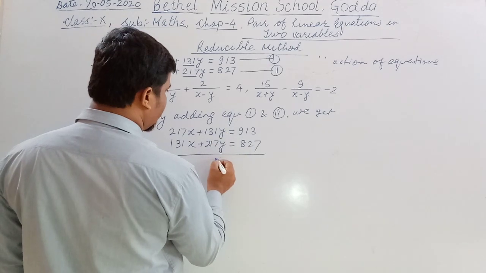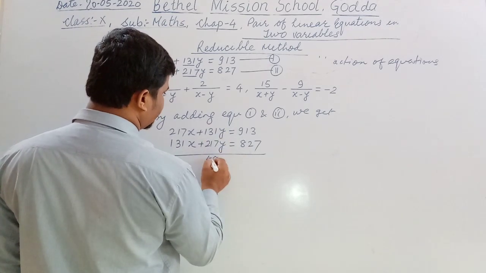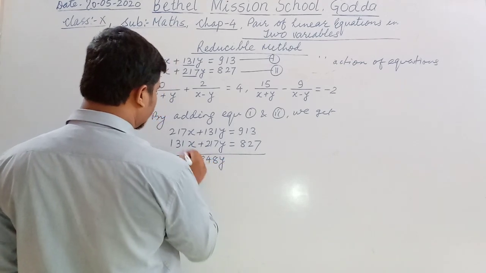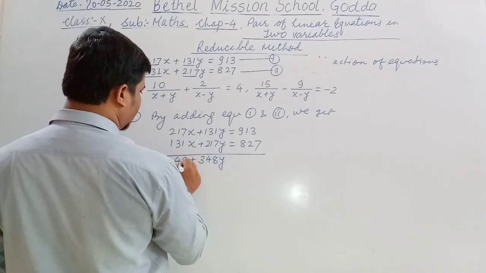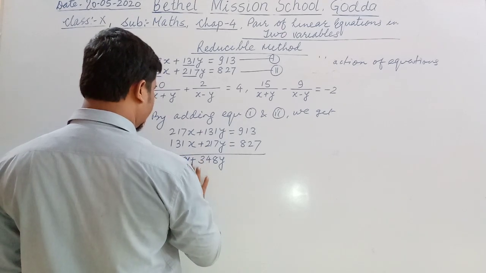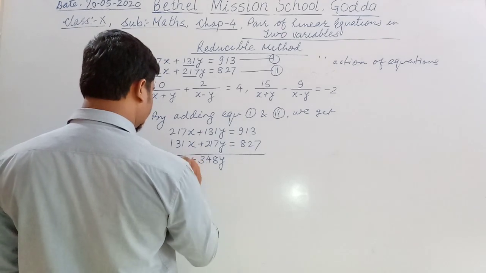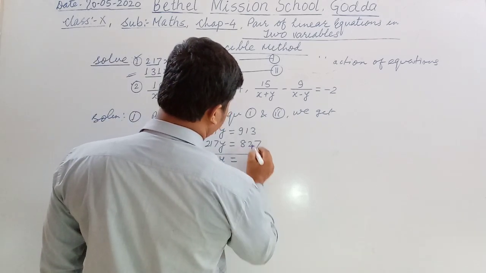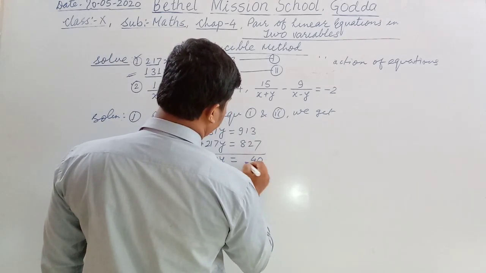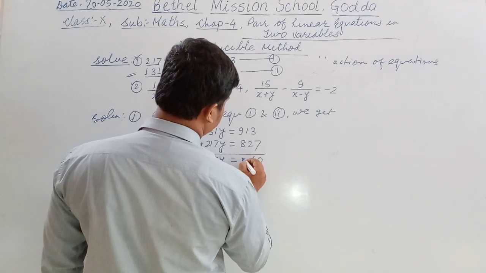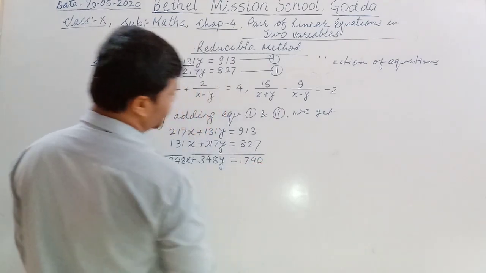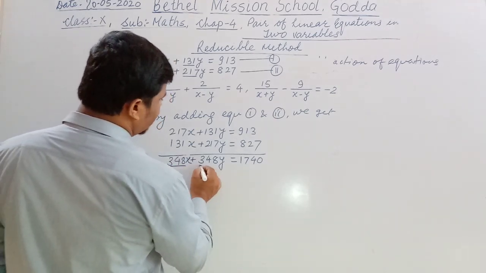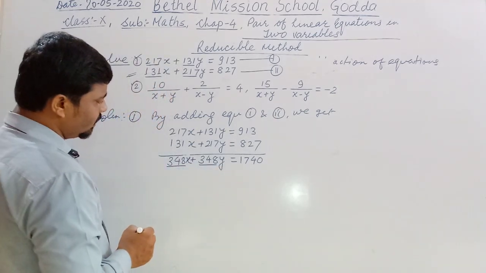Then what do you get after adding? 348y plus 348x equal to 1740.